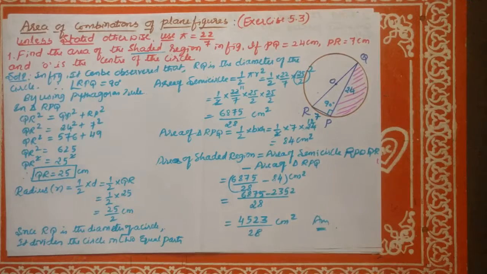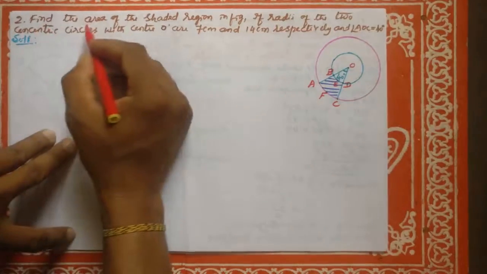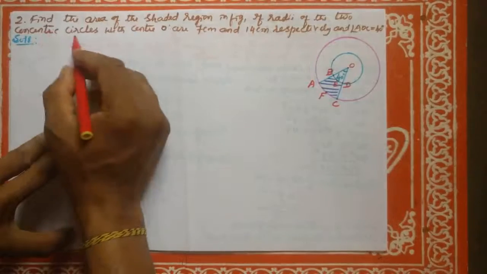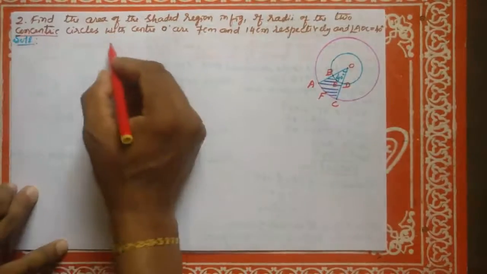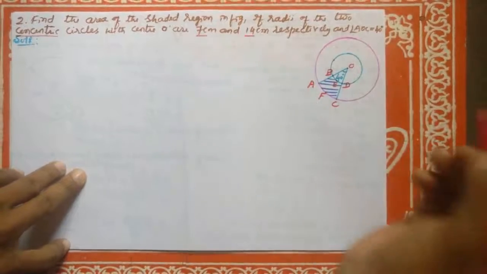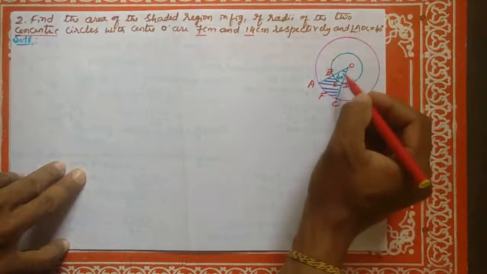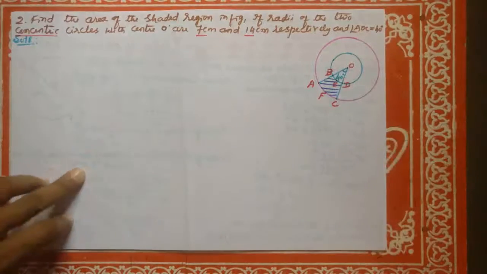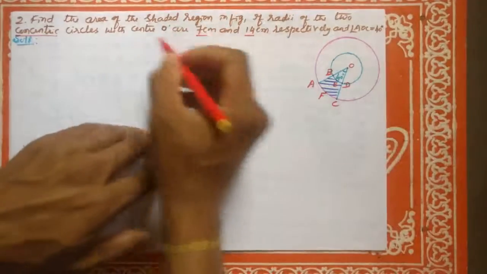Let us discuss the second question. Find the area of the shaded region in the given figure if the radii of the two concentric circles with center O are 7 cm and 14 cm respectively, and angle AOC is given as 40 degrees. Simply here, find the shaded region.